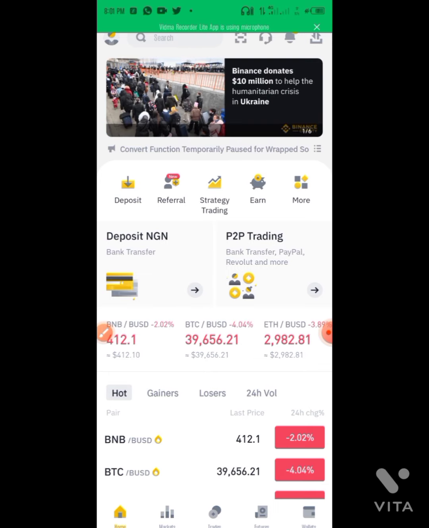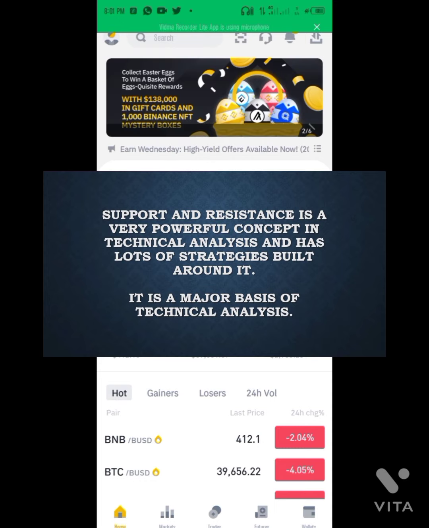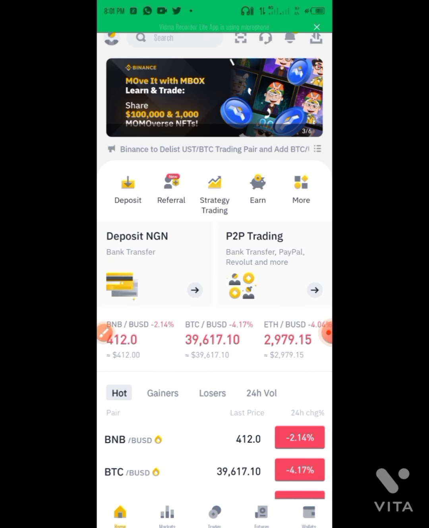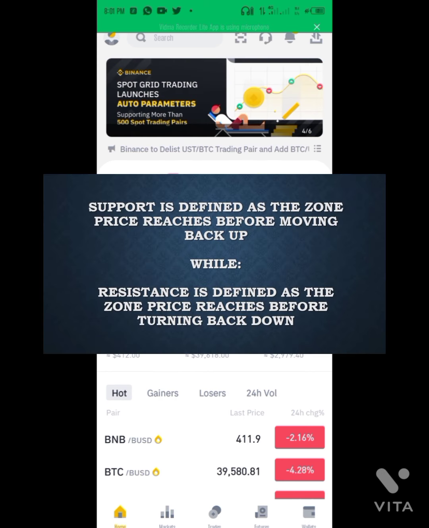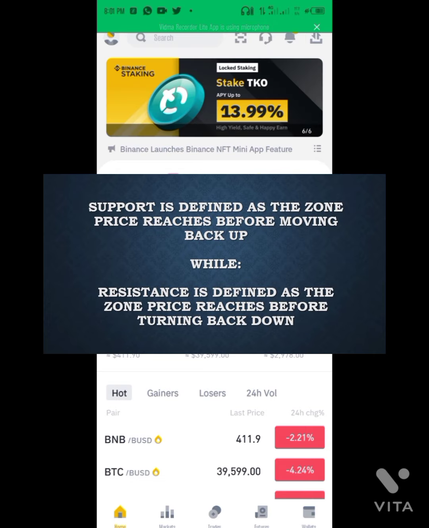If you understand this, then I don't think there's any other concept that will be so difficult for you to understand. So support and resistance is a very powerful concept in technical analysis, and has lots of trading strategies built around it. It is the basis of technical analysis. Support is defined as the lowest zone price reached before moving back up, while resistance is defined as the highest zone price reaches before turning back down.